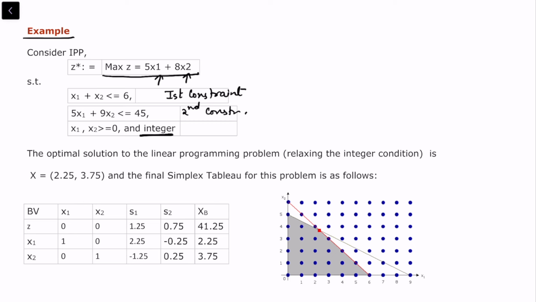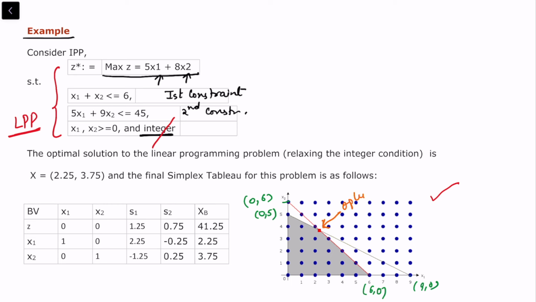If we simply drop this integer condition, then the remaining problem is our linear programming problem only. We have already learned methods to solve the linear programming problem. Either I can solve this graphically. If I solve this graphically, we can notice that the first constraint cuts the axes at 0, 6, and the second constraint cuts at 9, 0, and then here at 0, 5, and the optimal point is shown here by the red dot.